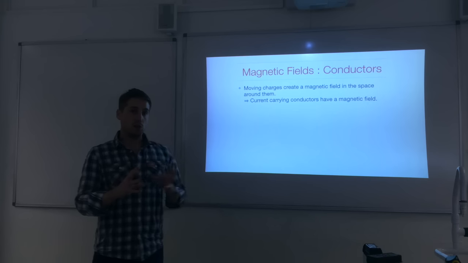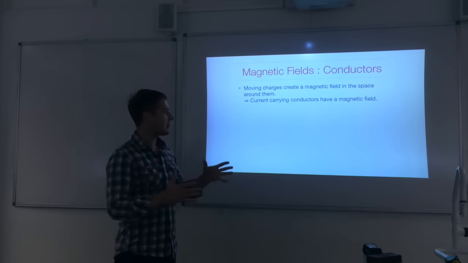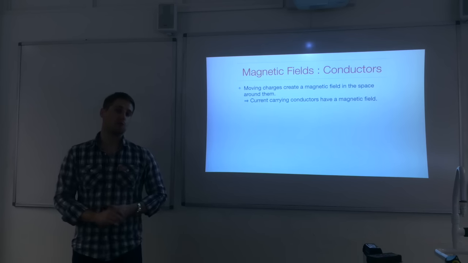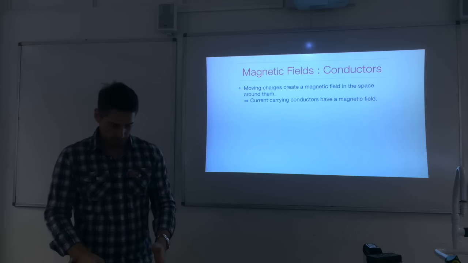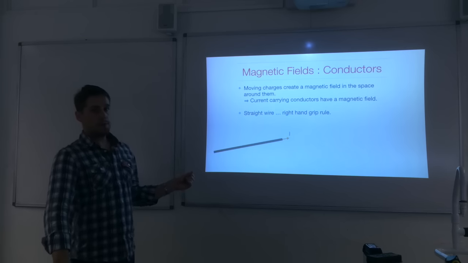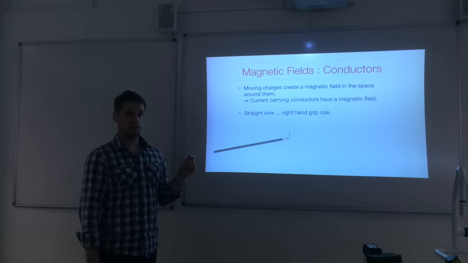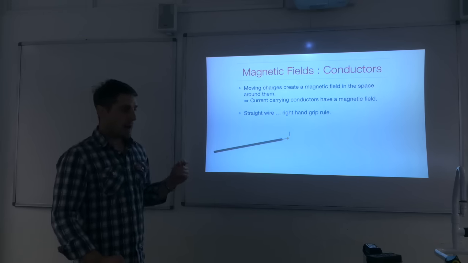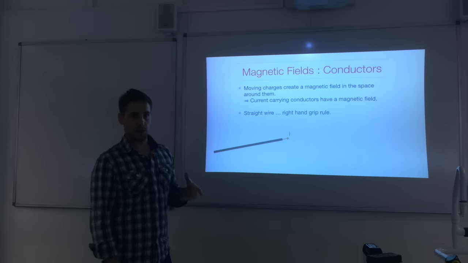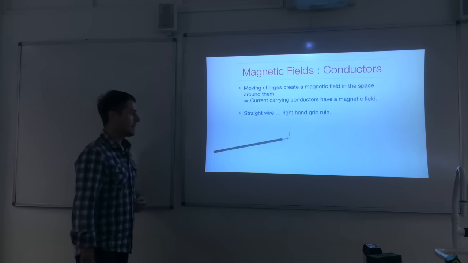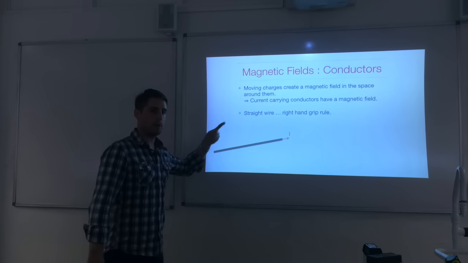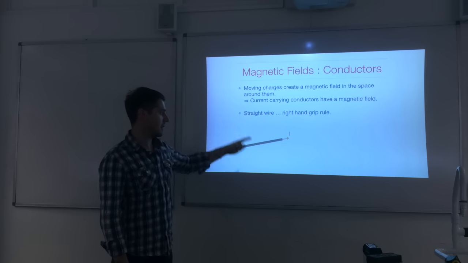What about conductors? Conductors consist of moving charges, and moving charges create magnetic fields in the space around them. If we take a straight wire, that has a circular magnetic field around it, and the field is stronger closer to the wire, as you might expect, weaker the further you are away from the wire. The magnetic field is going to go around the direction of the current, so it's circular in that way.